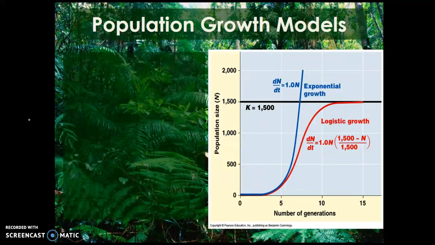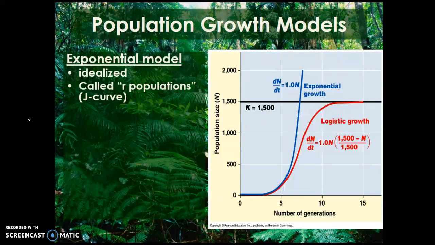So there's two types of growth that populations can go through. There's the exponential model, or exponential growth, and this is ideally what populations want to be doing. They want to be exponentially growing. It's called the R populations, and you can see that it makes a J-shaped curve. If you look at the graph over here, you can see this is more of a J-shaped curve here.